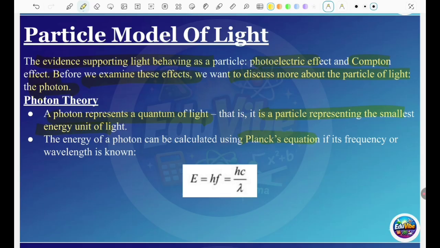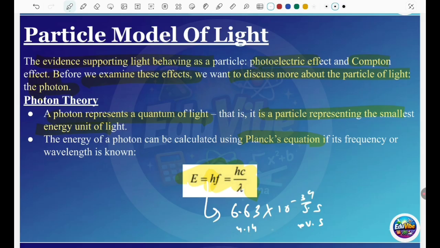The photon topic is very important. You have to know Planck's equation. E, which is the energy of the photon, is equal to h times f, which is equal to hc upon wavelength. That h is Planck's constant, and it has two values basically. We have 6.63 times 10 to the power minus 34 joule seconds. If you have eV seconds, you have to use 4.14 times 10 to the power minus 15 eV seconds. These are the two values you have to know.